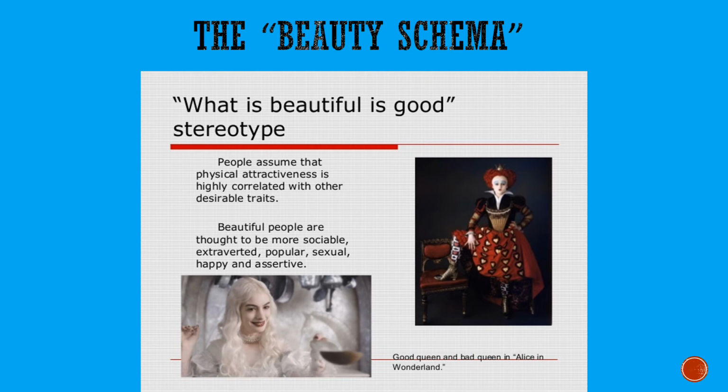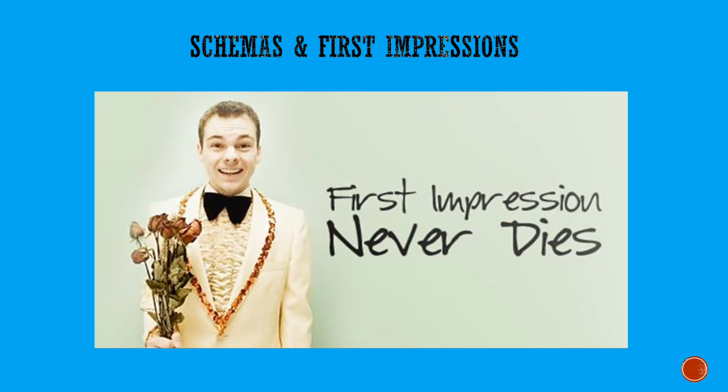So the beauty schema is just one example of a type of schema that is triggered by a person's appearance. And it will be no surprise to you to hear that we worry a lot about making a good first impression. We know that people are going to be making very quick judgments about us and creating schemas about what type of person we are, and that if we make a bad first impression, it's going to be very hard to overcome this.